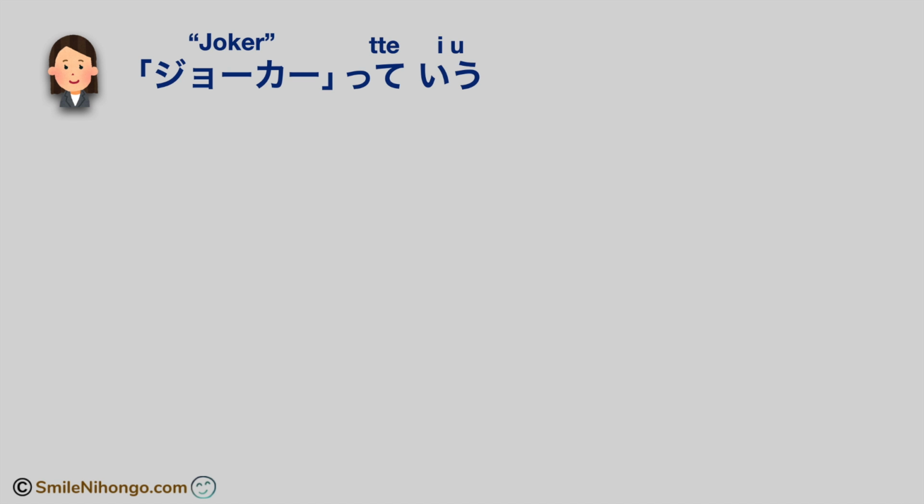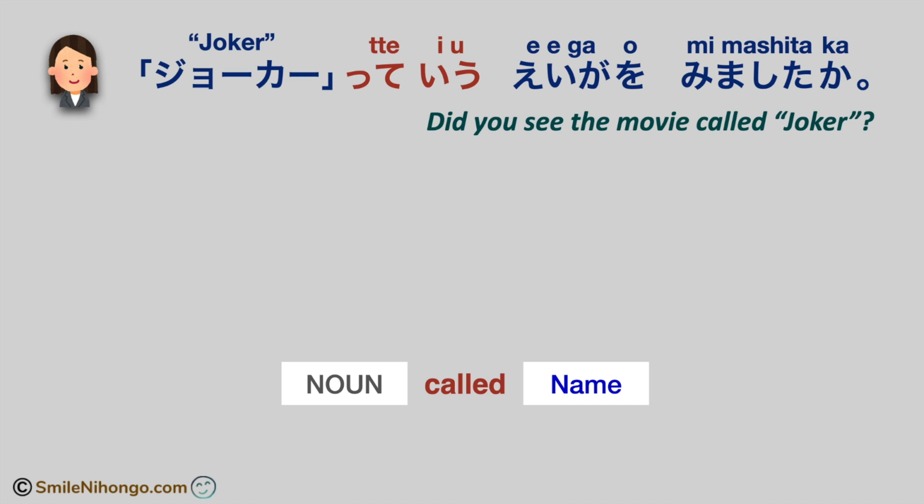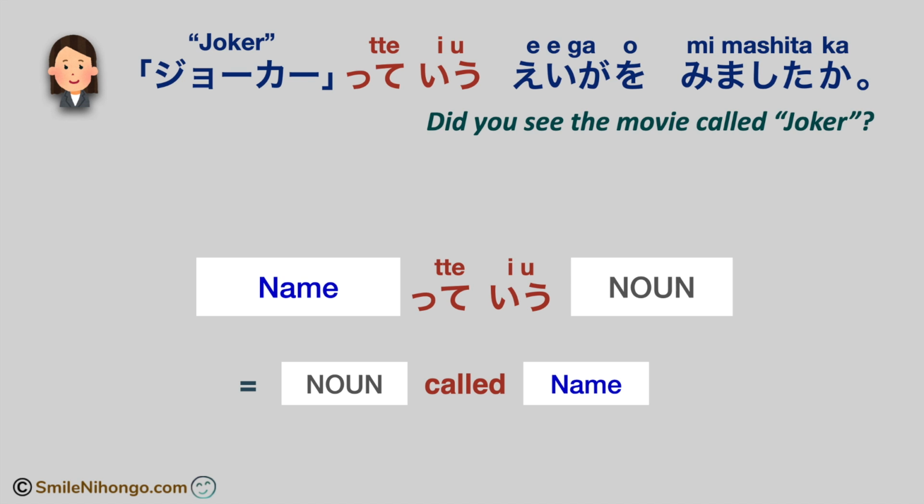Another example. Now the woman asks the man. ジョーカーっていう映画を見ましたか？ This っていう part indicates that you are quoting a name of something. It's used in this structure. A noun called name. Name っていう noun. So, ジョーカーっていう映画 means a movie called Joker.